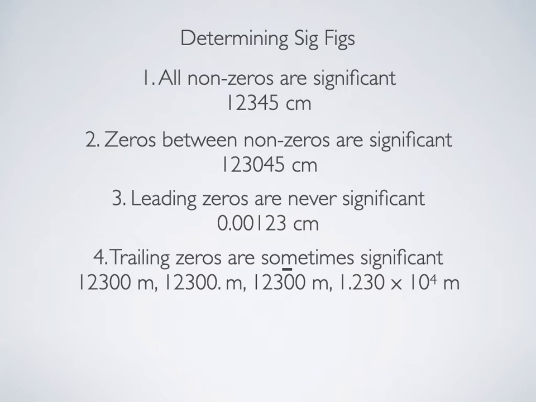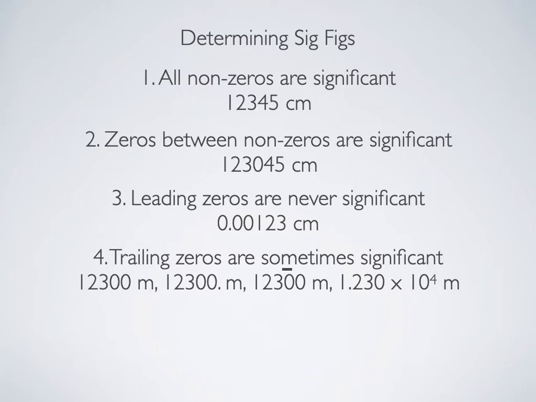We don't have any in this number, but we could. But the difference here now is this is 12,300. My estimated digit is in the tens place, so I'm saying plus or minus 10 or 20 meters. So again, all of these are the same number, but they are different measurement sensitivities. Plus or minus 100, plus or minus 1, plus or minus 10, right?